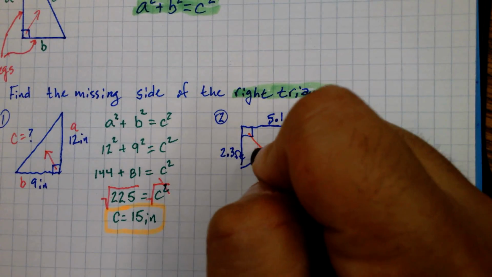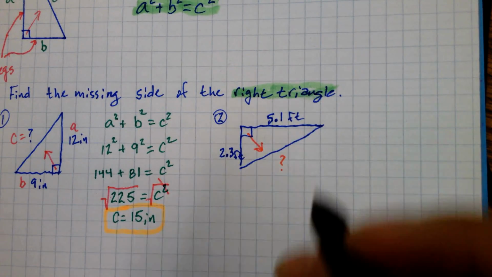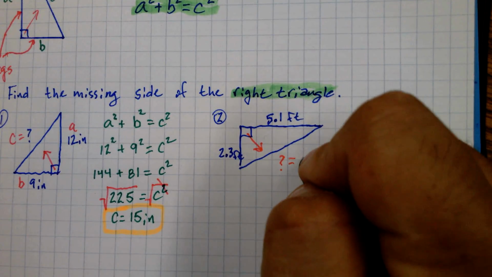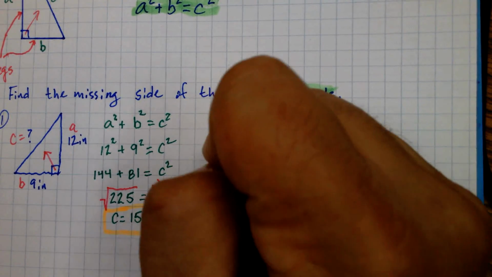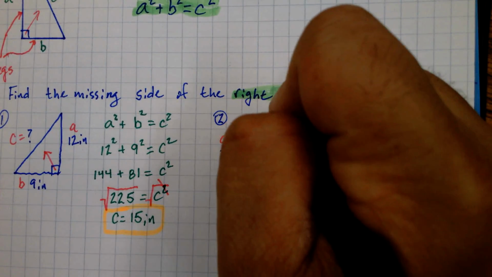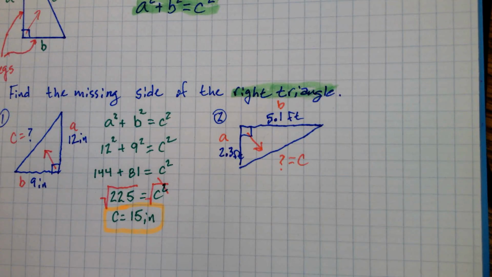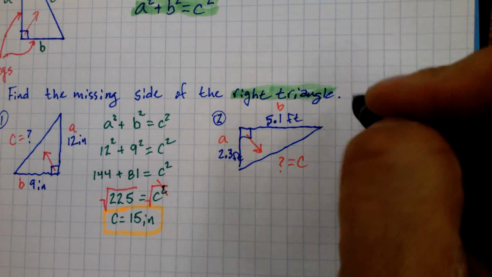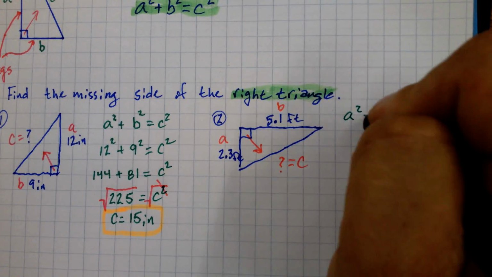Well, is our missing side C? What do you think? Yes. So you can call one A. I'll call this one A and this one B. And we'll do the same thing. So let's set it up. I'd like you to set that up. A squared plus B squared equals C squared.